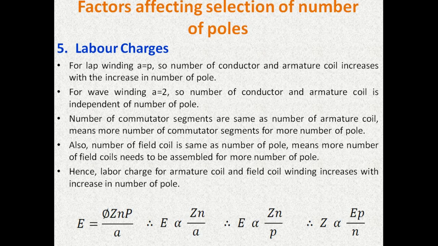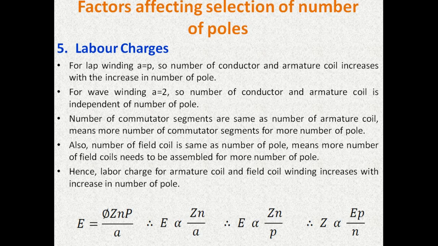So it's very clear that in a lap-wound machine, when the number of poles is increased, definitely the number of armature coils required will also be quite large. As we all know, the number of commutator segments in the commutator is the same as the number of armature coils. So when the number of poles is large, the number of commutator segments required also will be large in number.